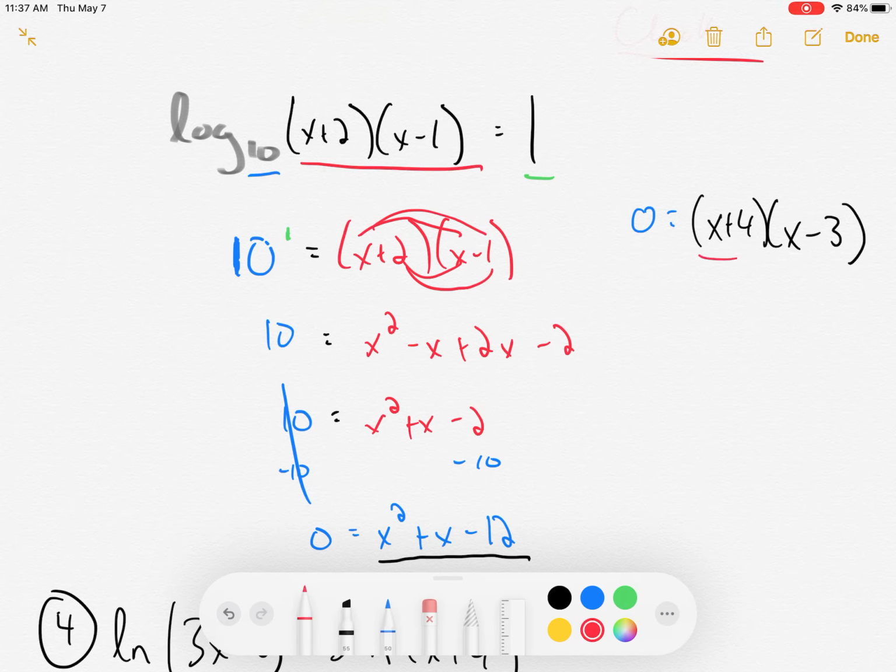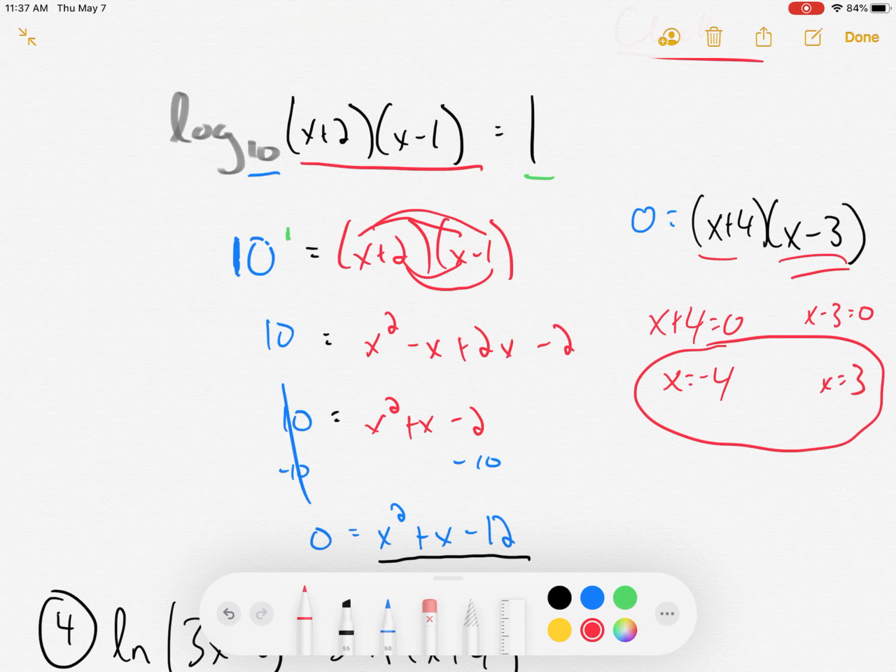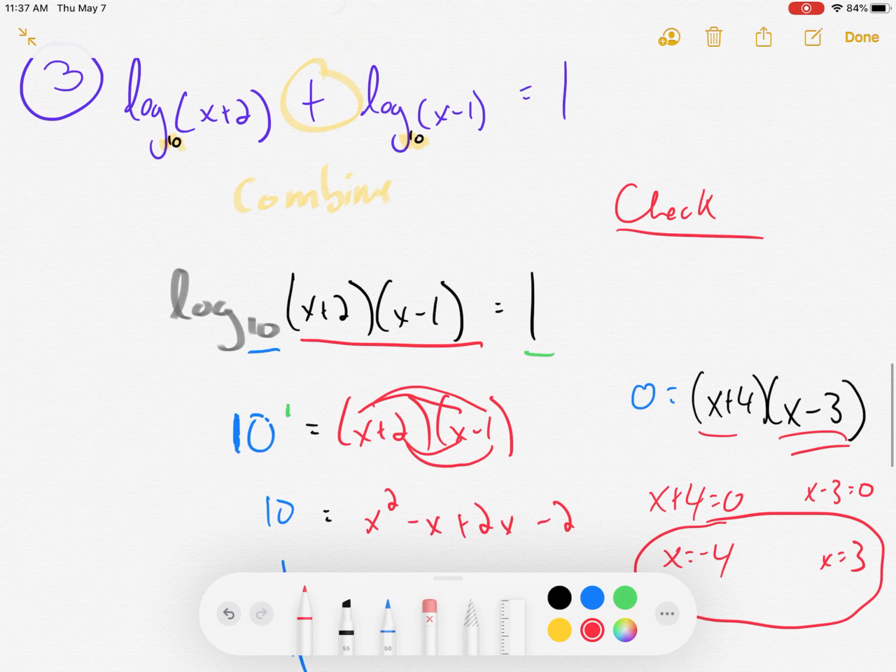Now, two things multiply together to equal 0. Just got to set these equal to 0. X plus 4 equals 0, minus 4, minus 4. X equals negative 4. X minus 3 equals 0. X equals 3. So I have two possible answers here: x equals negative 4 and x equals 3.